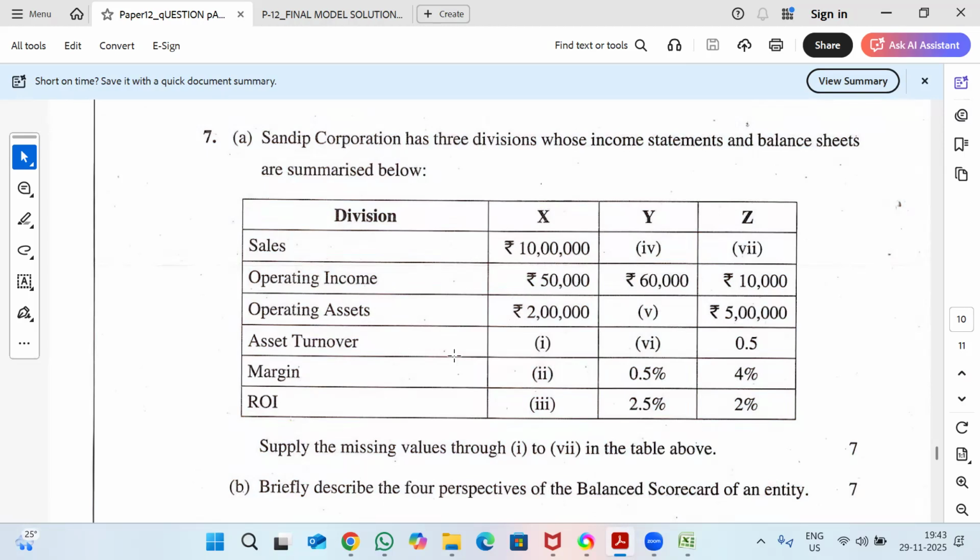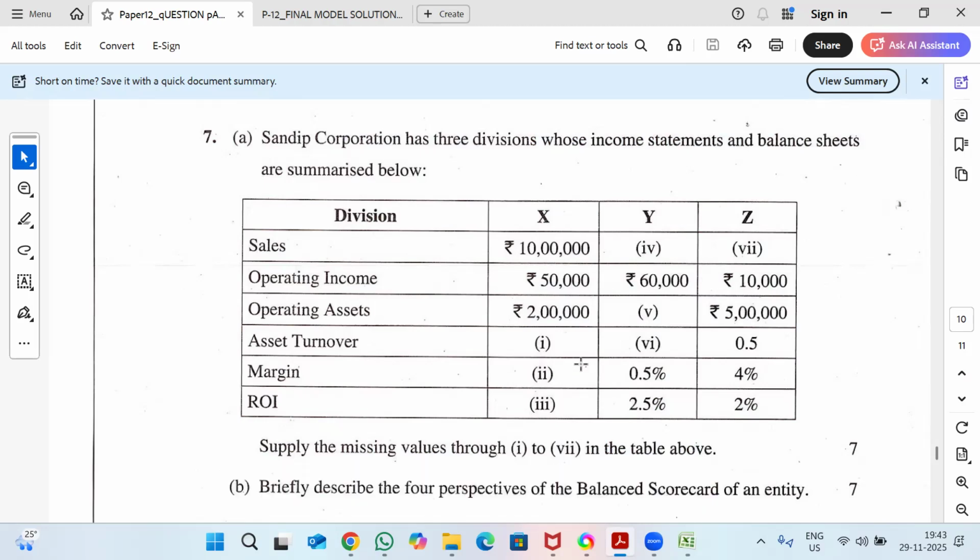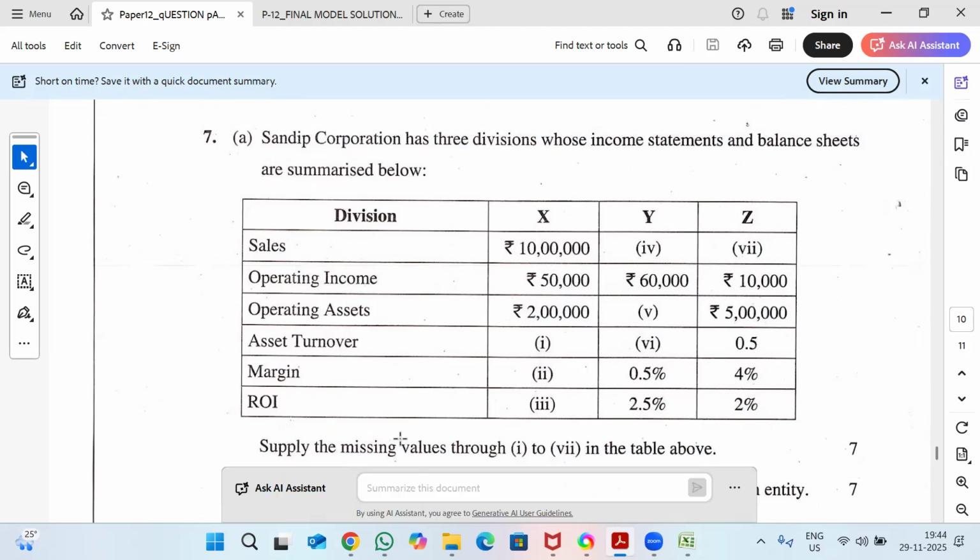So asset turnover, margin, ROI. Supply the missing information 1 to 7. So there are 7 missing pieces of information in this table, and we need to calculate all 7. First we need to use the formulas they have asked for. The first one is asset turnover. We know the asset turnover ratio is sales divided by operating assets.